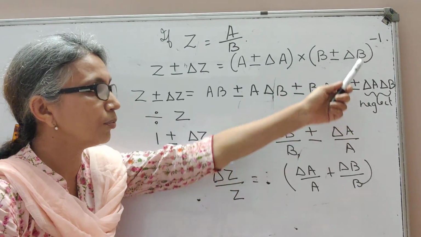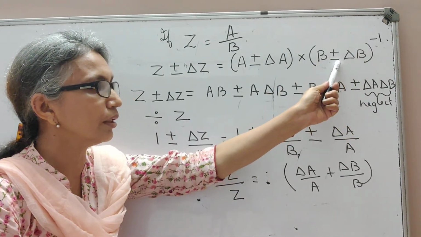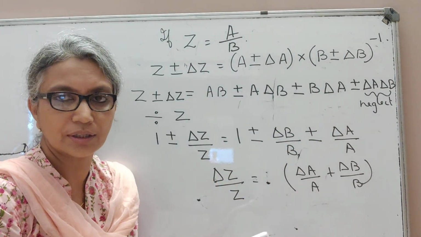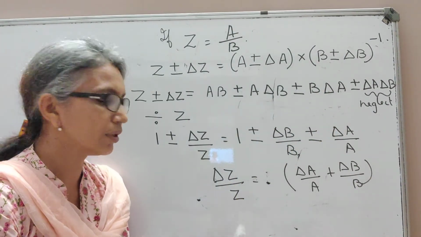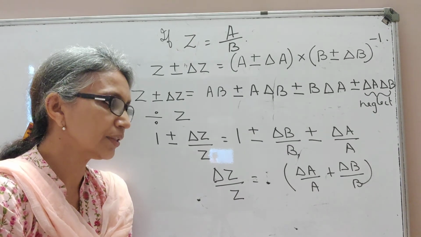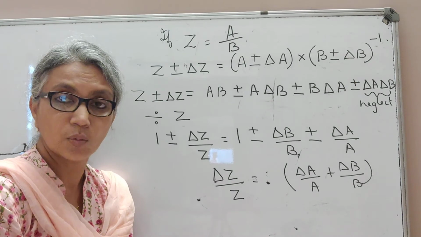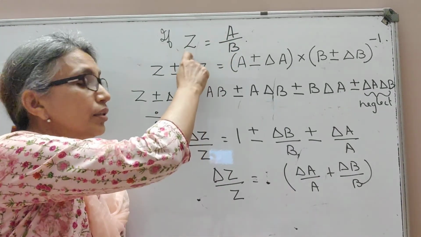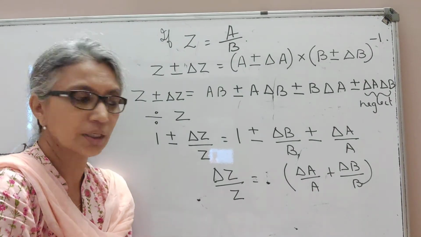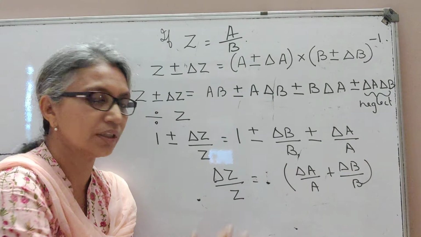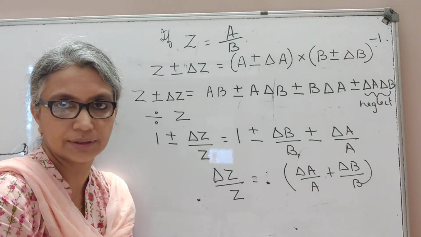So you will apply binomial theorem to bring this minus 1 here. So this will become minus into plus. So it doesn't essentially change the derivation. Same derivation. You will reach delta Z by Z is equal to delta A by A plus delta B by B. So that means whether you are multiplying two quantities or dividing two quantities to get the final result, both times the relative error in the final result will be equal to sum of relative errors in the individual readings.